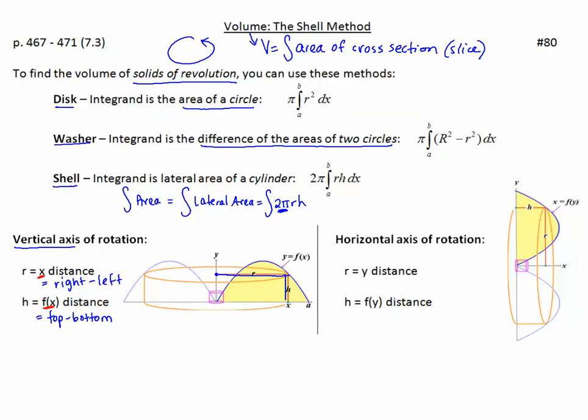Let's look up at our picture. Horizontal axis of rotation looks like this. See how our shell is sideways of what we had before? So our radius goes from the axis of rotation in the y direction. There's our radius. The y distance, well, y goes up and down, so that is top minus bottom. The h, the height, is the f of y distance, and that goes horizontally, so that goes right minus left. Picture is very helpful when we do these problems.